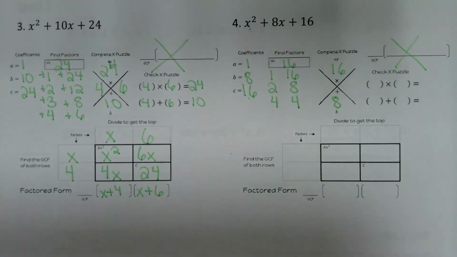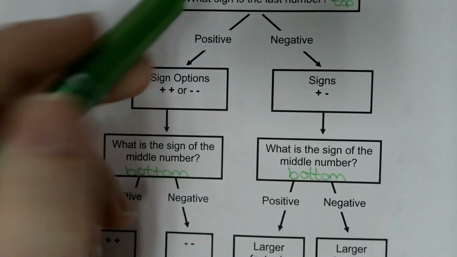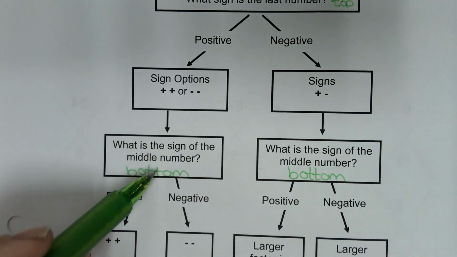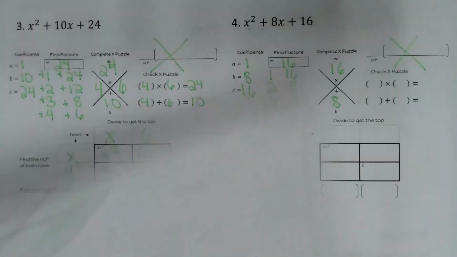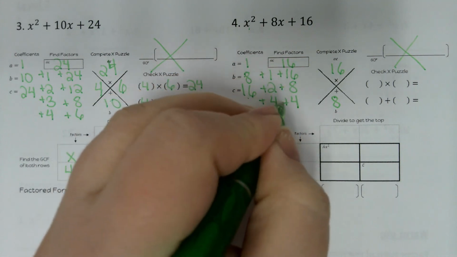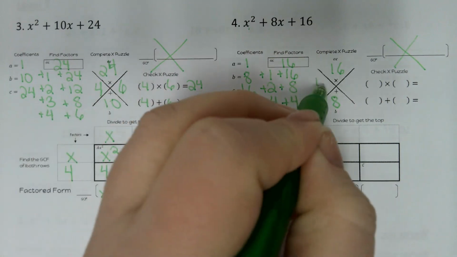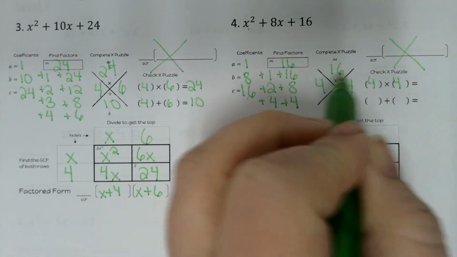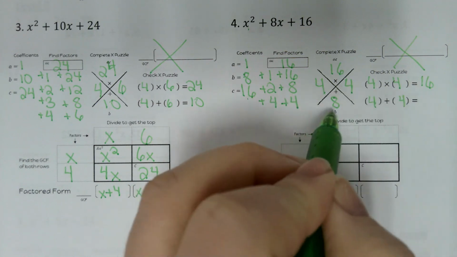The sign of my last number is positive, so I'll follow the positive side down and know that I can use 2 positives or 2 negatives. The sign of my bottom number is positive, so I'm going to use 2 positives. So if I make everything positive, look at your sets of factors and determine which one will add to equal 8, and that's 4 and 4. Quickly check that 4 times 4 equals the top of the x, which is 16, and 4 plus 4 equals the bottom of the x, which is 8.